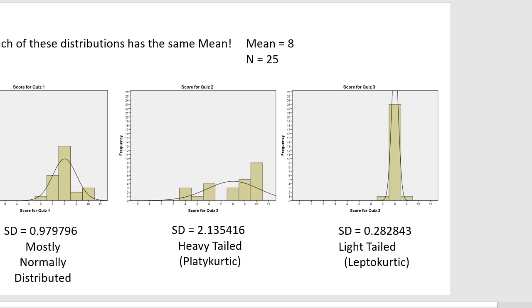And then we have a very taller peaked or leptokurtic distribution. And what that means is that even though the mean is still 8, the scores are very centered around the mean, meaning that we have a very low standard deviation. It's less than 1. It's almost 1/4 of a point on this exam. So you can see that we need to talk about the spread of scores in order to talk about the whole story of a group of scores.